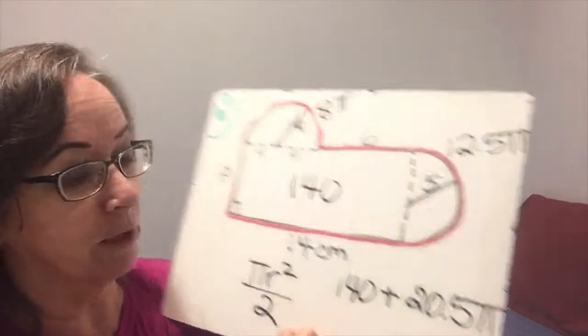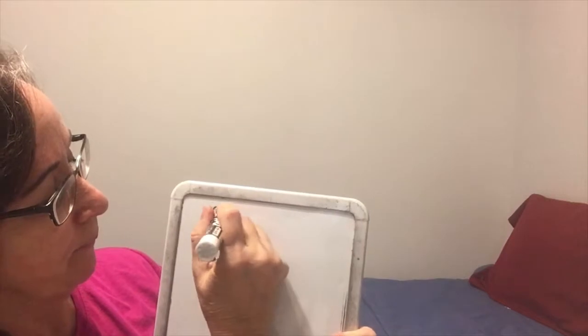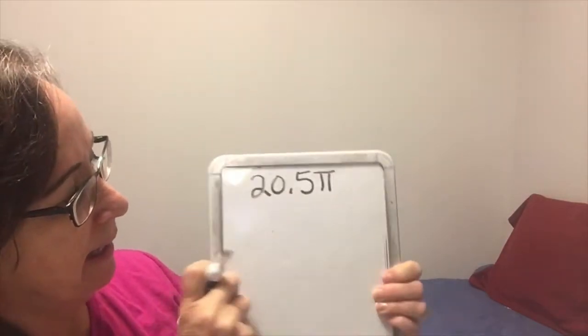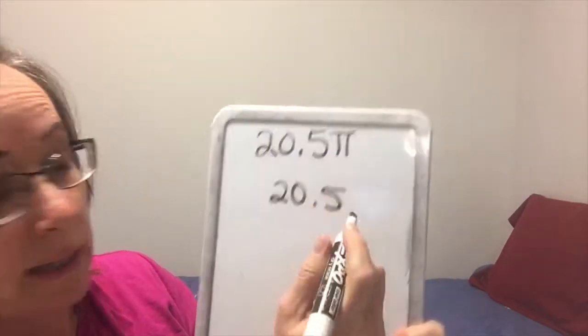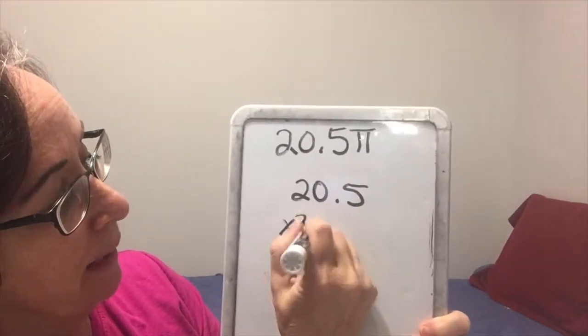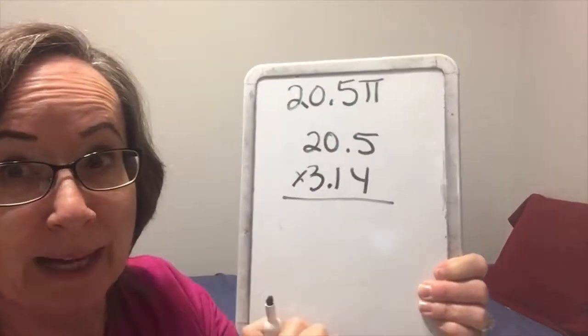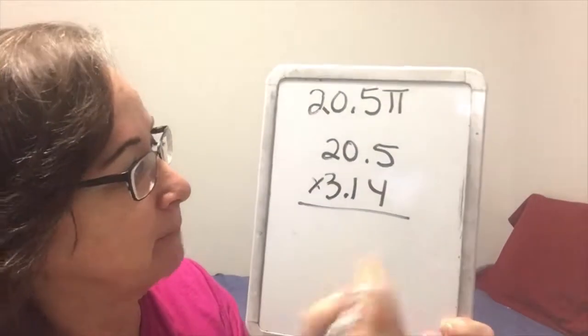So another board, 20.5 pi is going to be right here. 20.5 pi is 20.5 times 3.14 multiplied together. So we get to multiply once and get both semicircles at the same time, and that's smart.